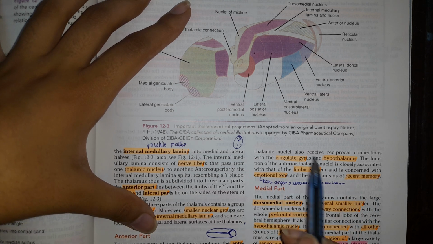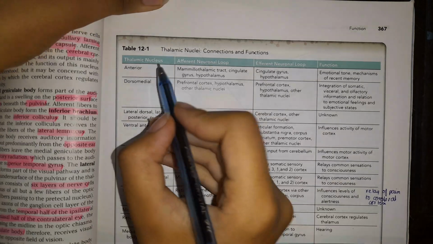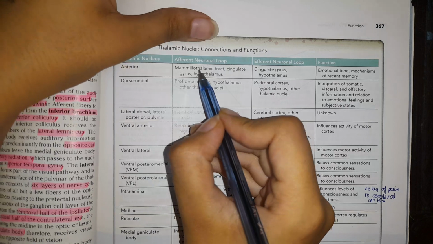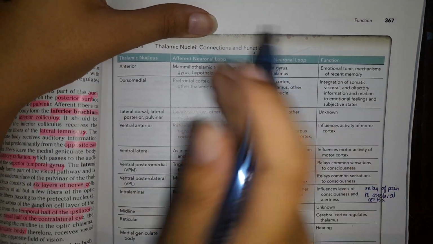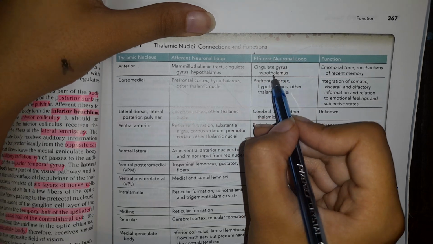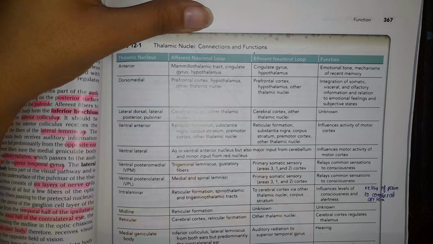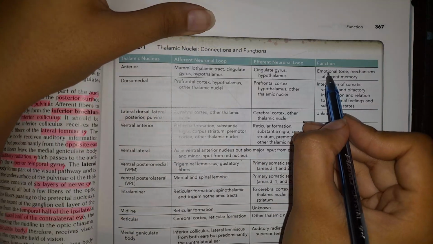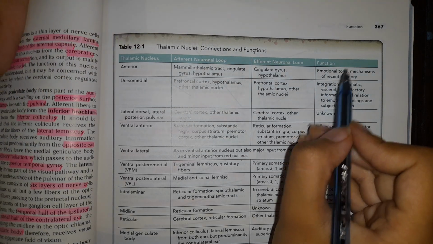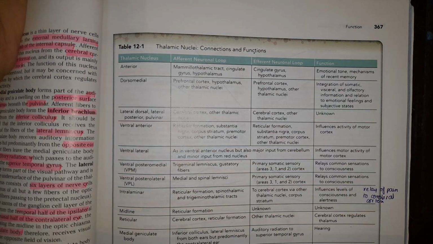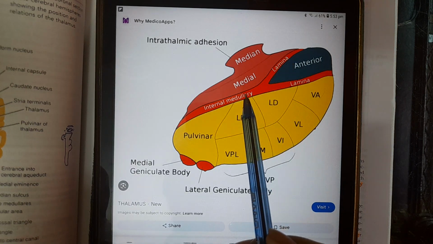And the emotions mainly controlled are fear, anger, and sexual behavior. Also, we can see over here that the anterior thalamic nuclei is associated with the mammillothalamic tract, the cingulate gyrus, and hypothalamus, but the efferent neuronal loops only go to the cingulate gyrus and hypothalamus and not to the mammillothalamic tract, because it is only an afferent tract. So this tract controls your recent memory and your emotional tone and emotions related to fear, anger, and sexual behavior.